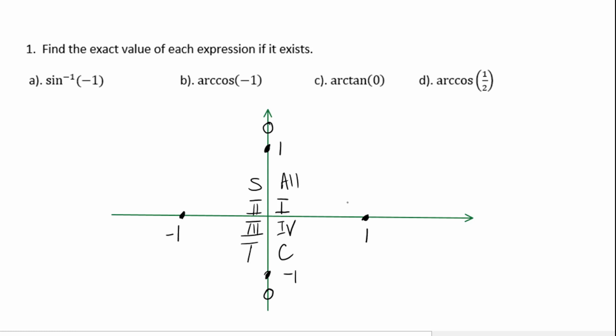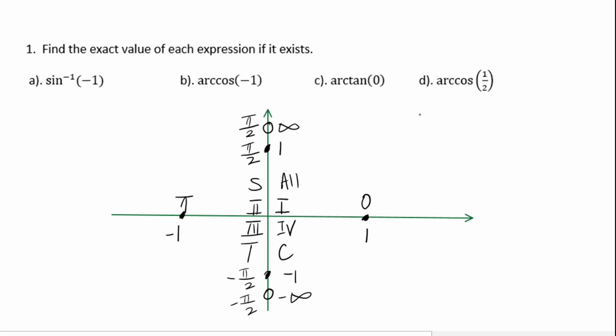Then we write down the angle. 0. This will be pi, and pi over 2, pi over 2. This is positive infinity, this is negative infinity. So you have negative pi over 2, negative pi over 2.